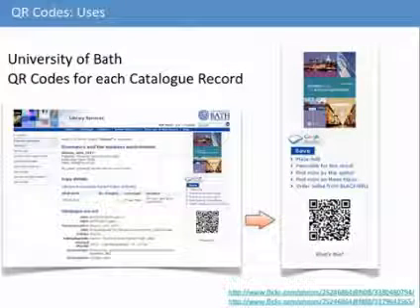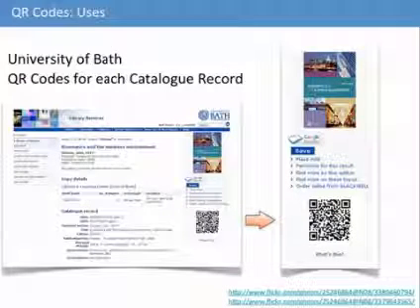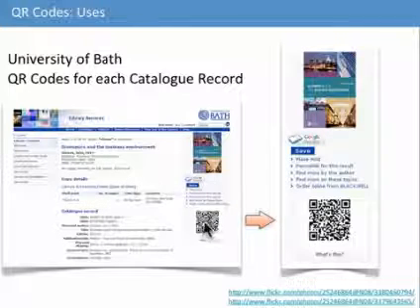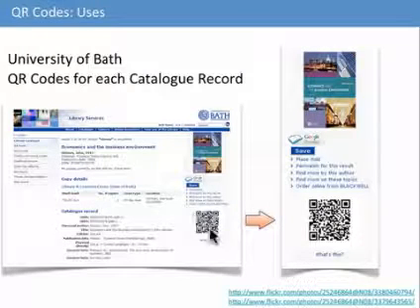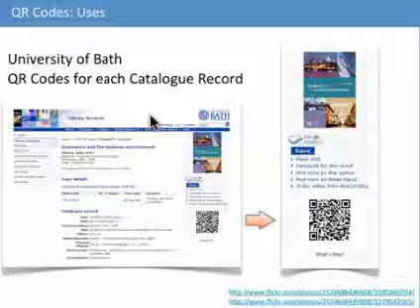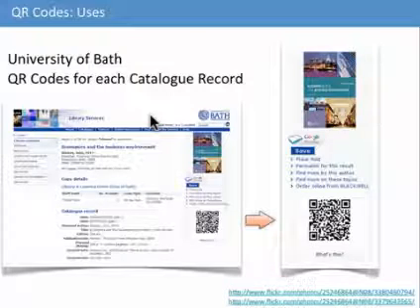You could also have QR codes on your library catalogue. This is something the University of Bath have done. So this actually just goes to a plain text file of the catalogue record, which saves you having to write it down. Bath have also done something interesting with their Moodle site. If you print a document on Moodle, it actually displays a QR code, so you can scan it in and go back to the electronic version.